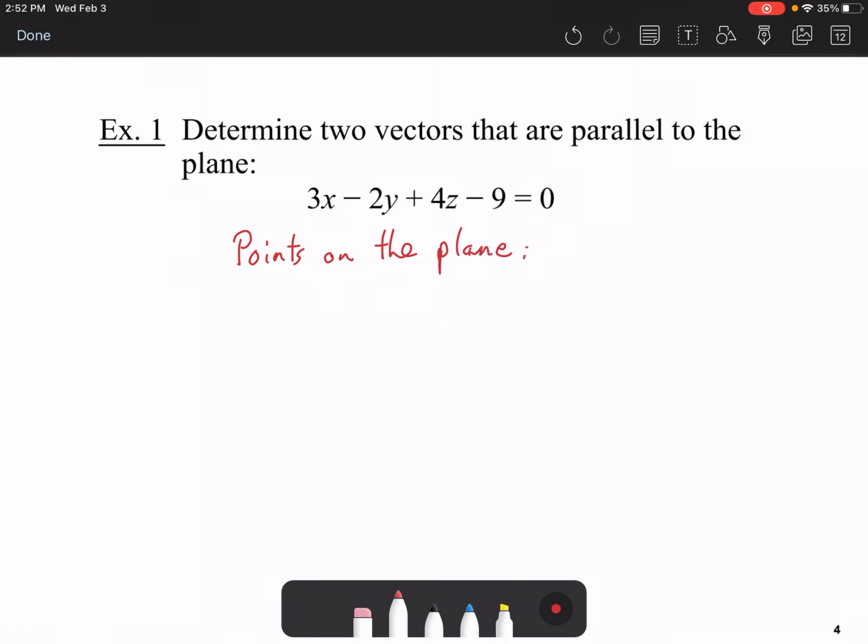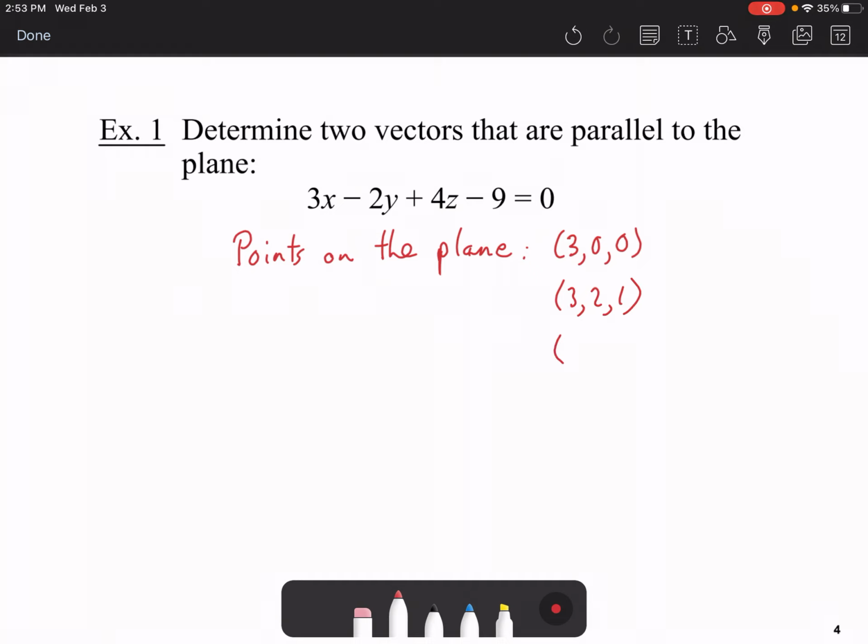That just means we have to choose values of x, y, and z that would make this expression true. So some possibilities are, I'm going to choose ones like 3, 0, and 0. That's one possible number. And you can choose any numbers that would work out to make this true. Another possible point that might work is 3, 2, and 1, which would be another possible point on the plane.